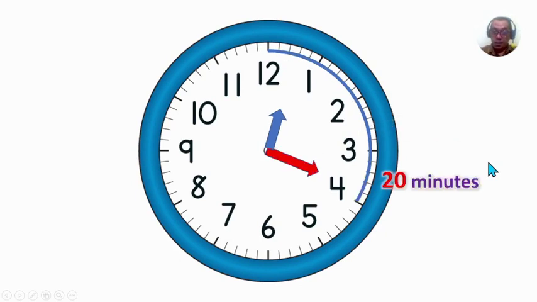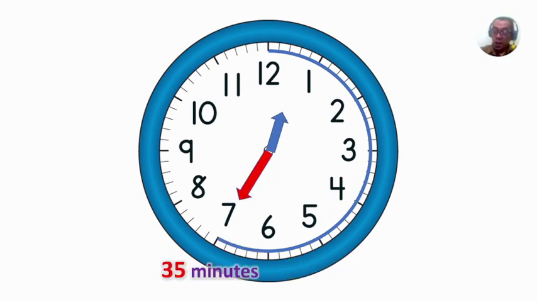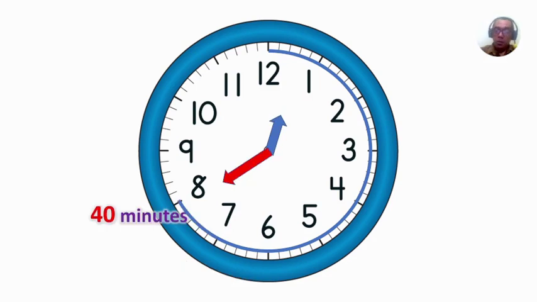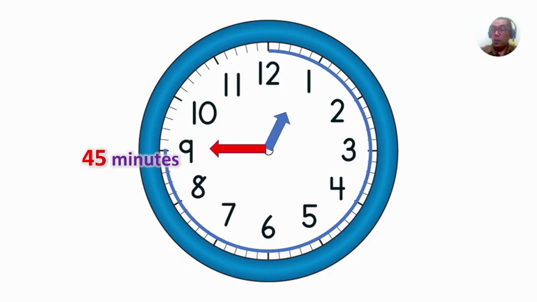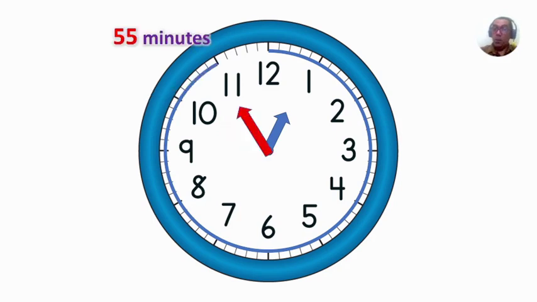12:15. 12:20. 12:25. 12:30. 12:35. 12:40. 12:45. 12:50. 12:55. And now, because it's been 55 minutes, the next 5 minutes should be the next hour.